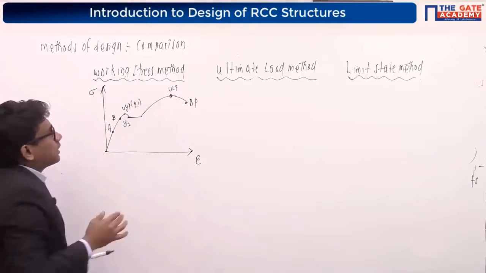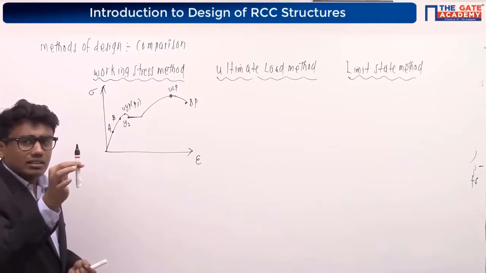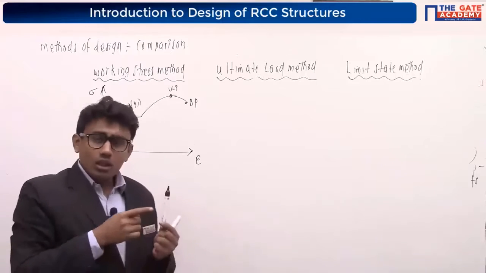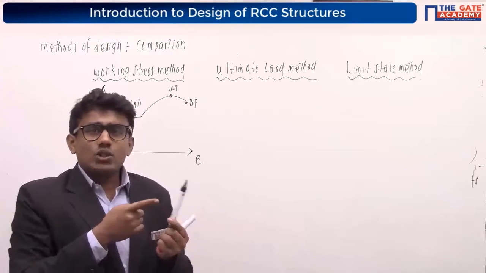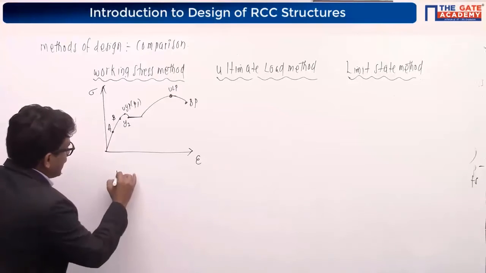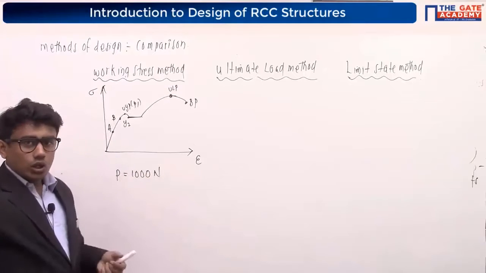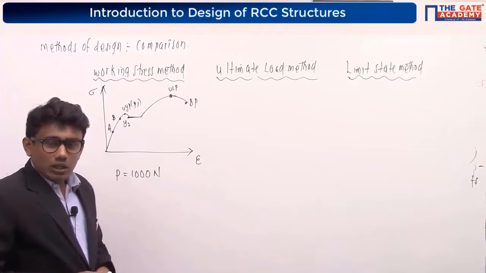So in working stress method, what I am going to do is, suppose this material has to carry 1000 Newton. I am telling that this material has to carry 1000 Newton. The load to be carried here, I am taking it as 1000 Newton. The load to be carried here is around 1000 Newton.